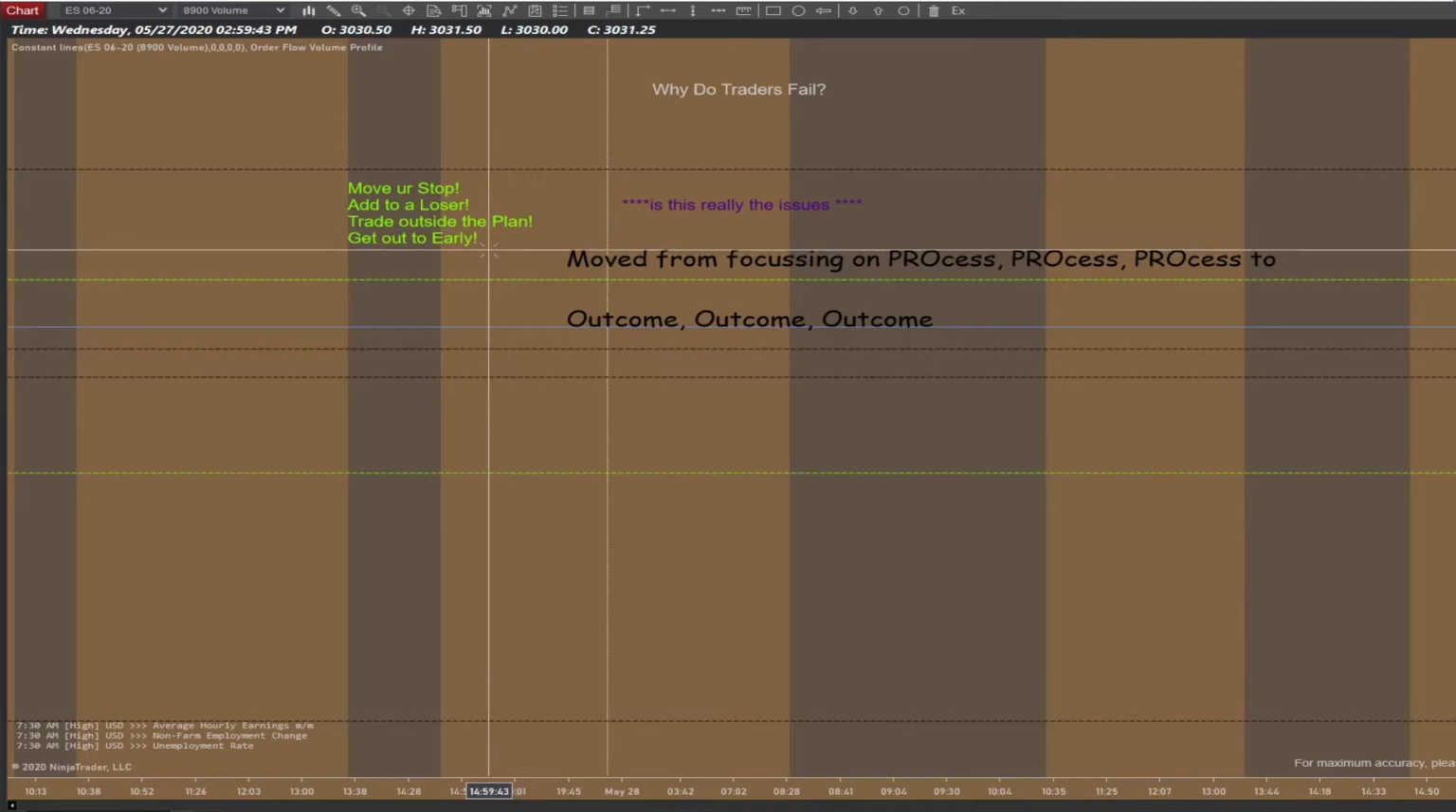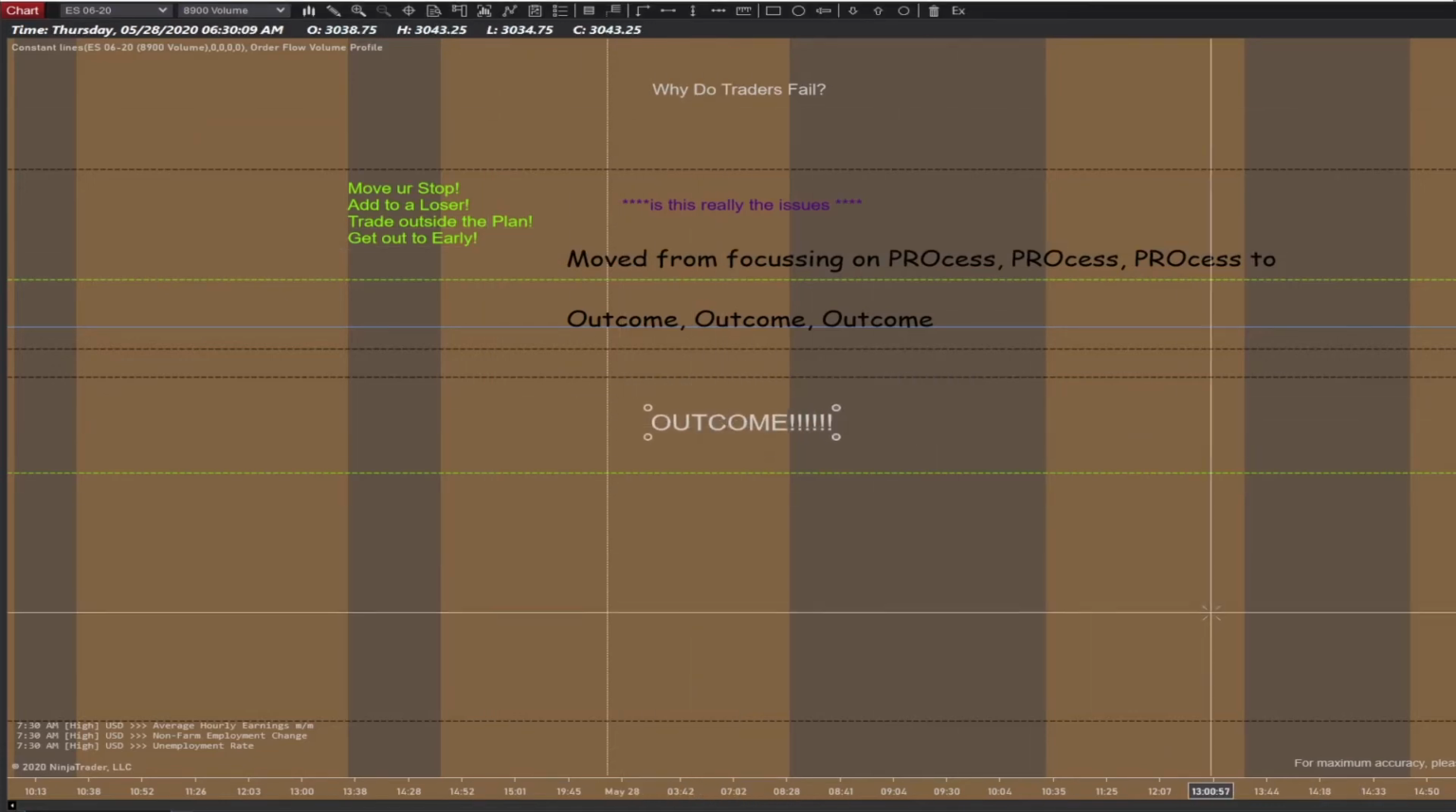So really, the issue is that there is too much focus on outcome. That is our plan. Trading is different. We need to focus on the process. It's laid out in the methodologies of areas of where we want to do business.